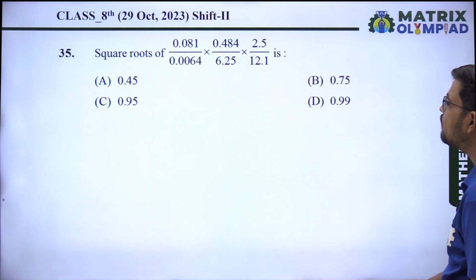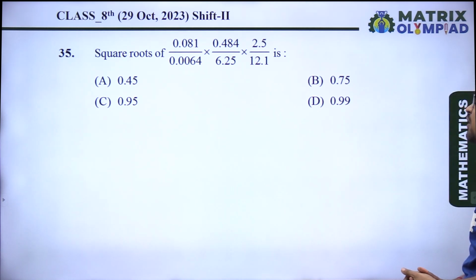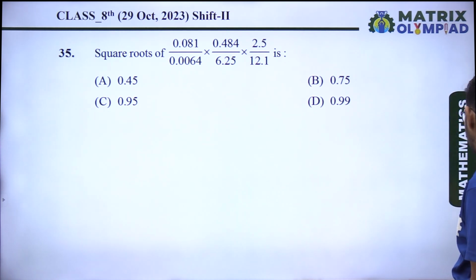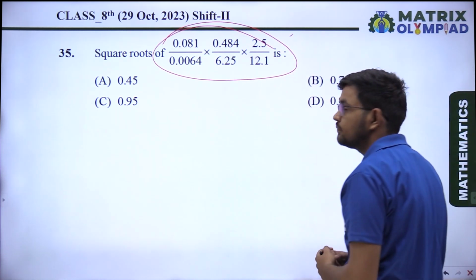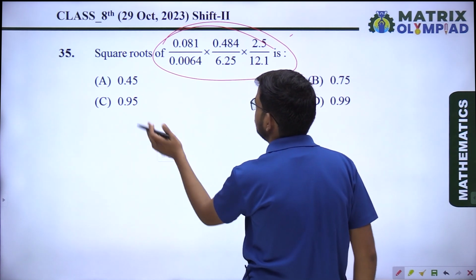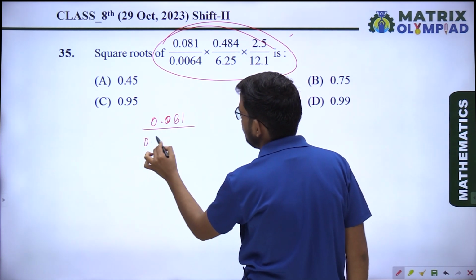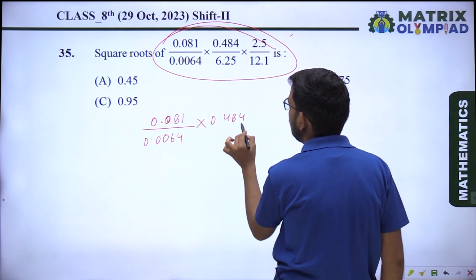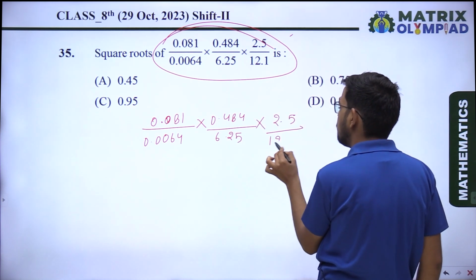Next question: square root of 0.081 upon 0.0064 multiplied by 0.484 upon 6.25 multiplied by 2.5 upon 12.1. Okay, we have to find its square root. So first of all we will simplify it. Okay, so 0.081 upon 0.0064 multiplied by 0.484 upon 6.25 multiplied by 2.5 upon 12.1.